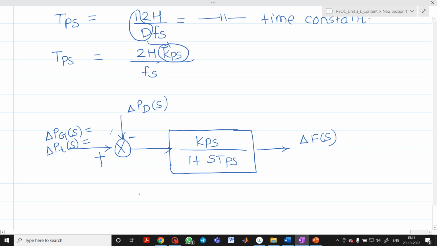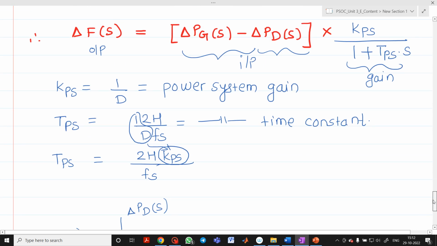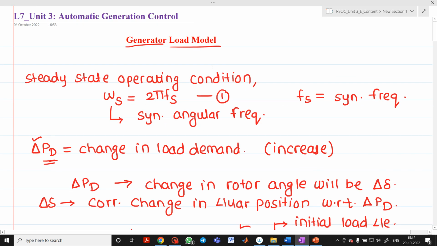So from this we have drawn the figure, and I give it the name generator load model, or in other words we can say this is a power system model also. If the question is asked, derive or draw the generator load model or power system model and hence derive its expression, showing how this block diagram appears, then we have to write this particular derivation that we have studied. So this is what is about the generator load model.